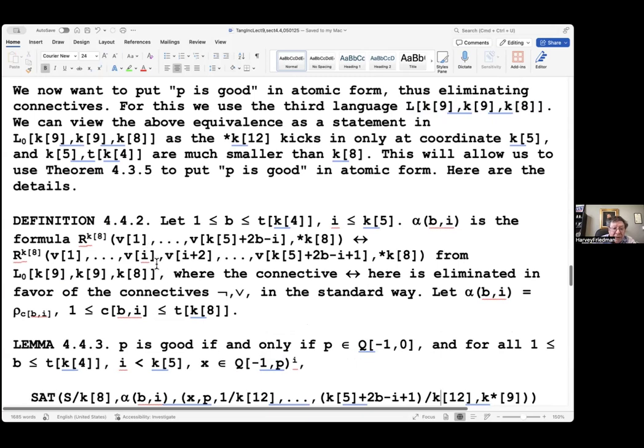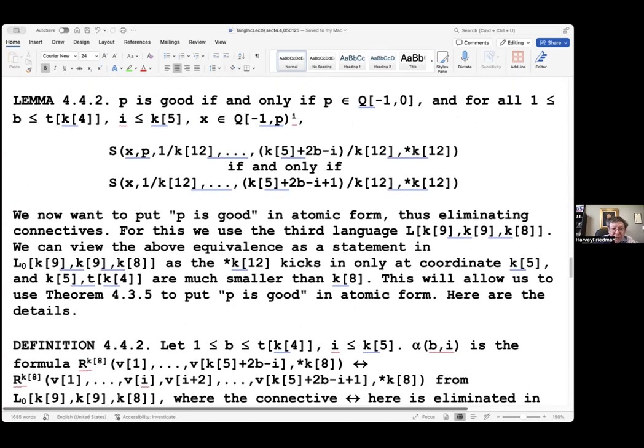We break this equivalence down. So it's RK8 of these things if and only if, the statement is an if and only if. Remember, the statement is an if and only if. So we want to just formalize it. There we are. But we're quantifying over a bunch of stuff which is not quantifiers. It's just a big conjunction, right?